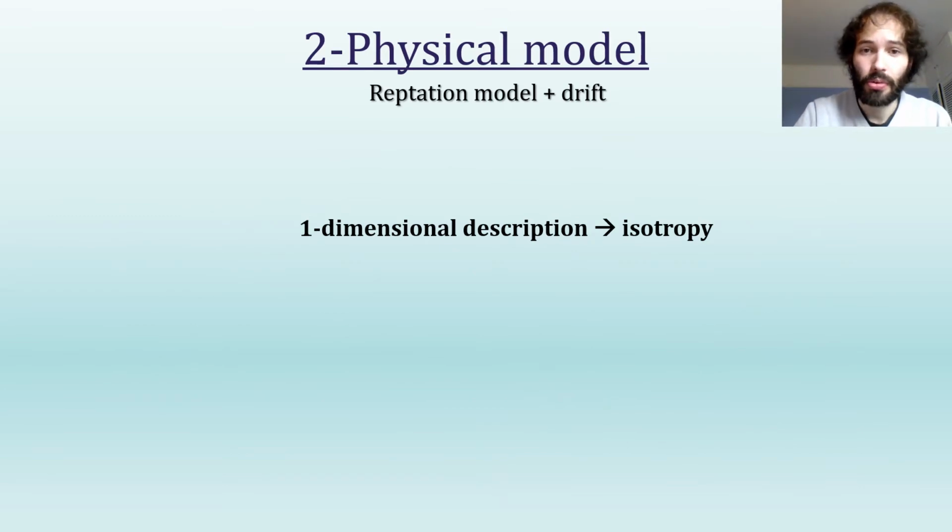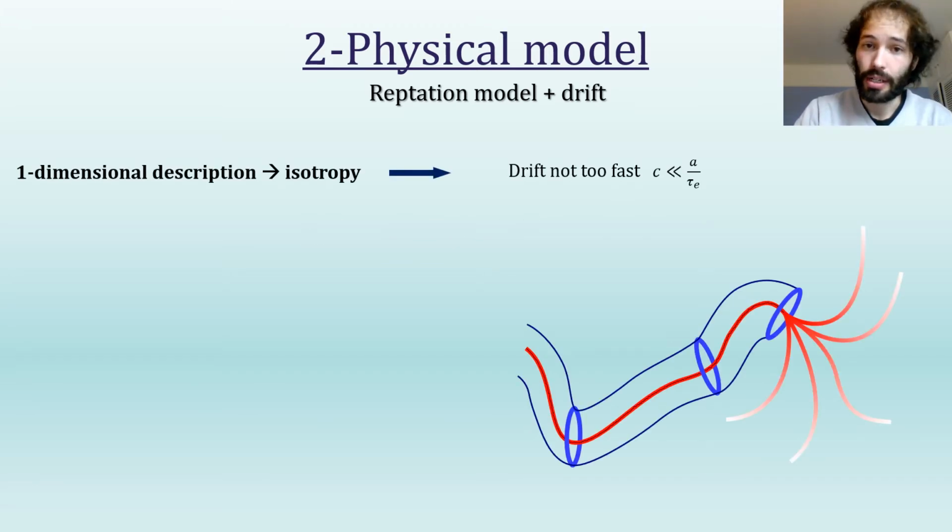Before showing some results, we must establish some conditions since we want to preserve the advantageous simplicity of the tube model. This is the one-dimensional description. To do so, the value of the drift must be restricted, taking into account the entanglement size, the distance between entanglements, and the typical relaxation time of one entanglement. So the ends of the polymer can explore all possible orientations before being entangled again.